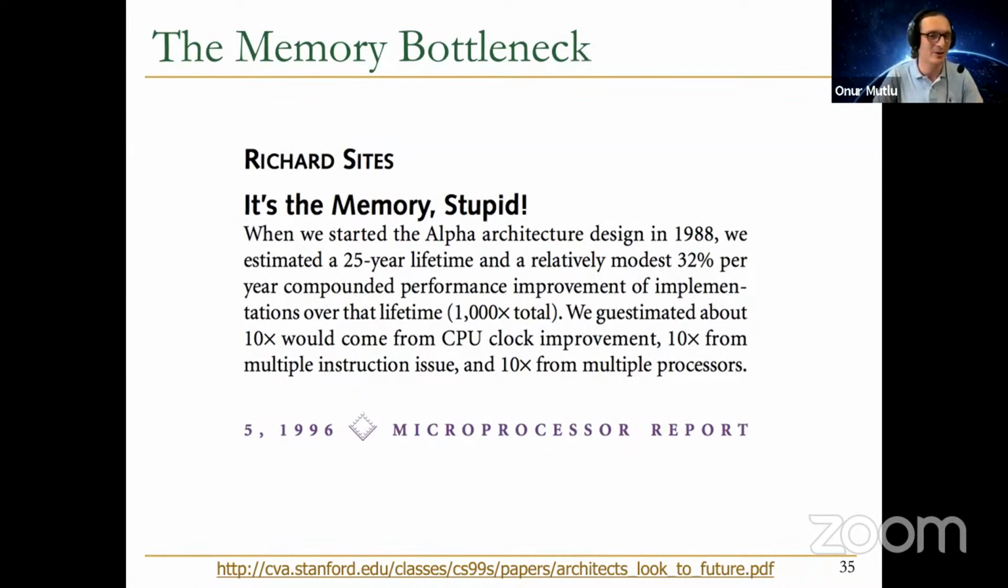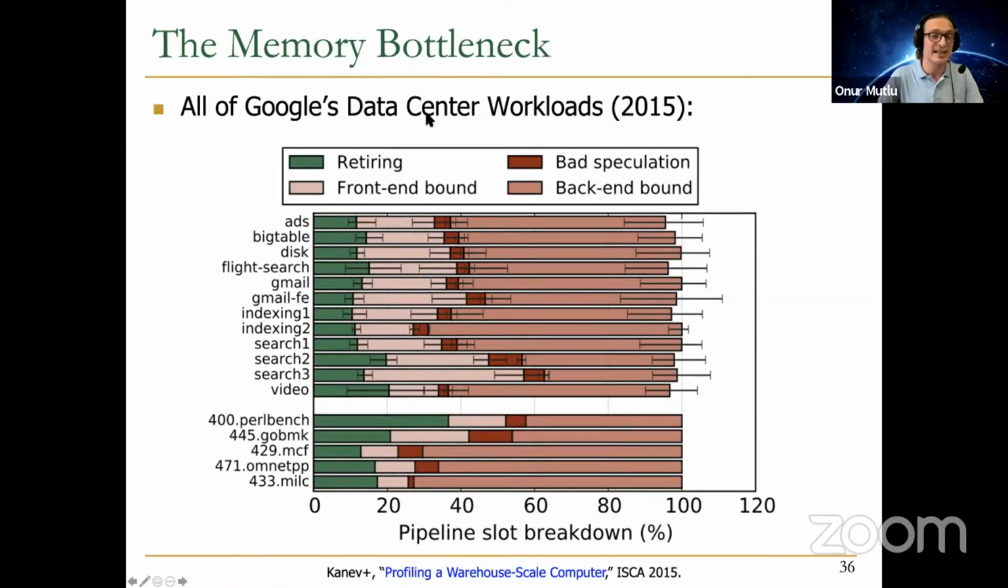And this is more recent data from Google. This is a paper published by Google about 6 years ago. Here they look at all of their data center workloads, according to them, and some SPEC workloads over here. And they basically show us the same thing. The red parts are where the processor is stalled. The green parts are where the processor is finishing instructions. You can see that only 10 to 20% of the time the processor is finishing instructions. Most of the time, the processor is waiting for memory.